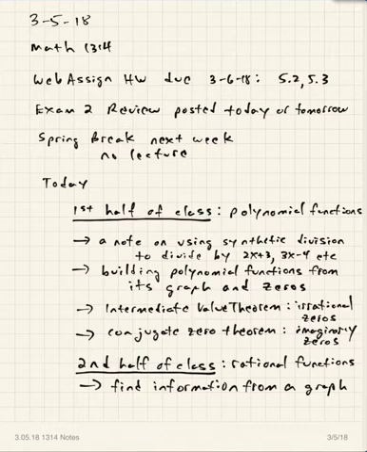And then that will leave us some time still, the second half of class, to talk about rational functions and get started on rational functions. We will not finish rational functions today, but we will start that by looking at graphs of rational functions and being able to write information down about those graphs. All right, and then on Wednesday's lecture, we'll actually finish rational functions and kind of move on from there. So, all right. So let's get started.